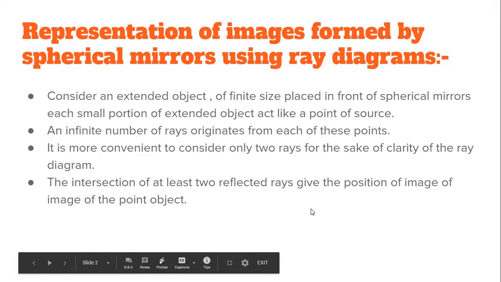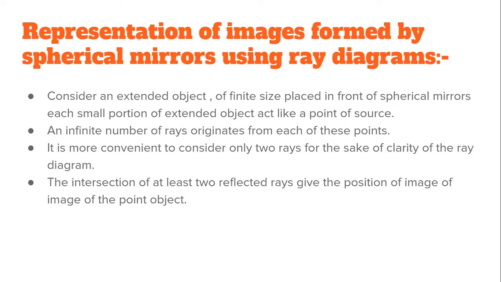In this video, we are going to learn about ray diagrams. Here, how to represent the images formed by spherical mirrors using ray diagrams. So, consider an extended object of finite size in front of spherical mirrors. Each small portion of the extended object acts like a point source. So, the object which is placed in front of the mirror should be of finite size.